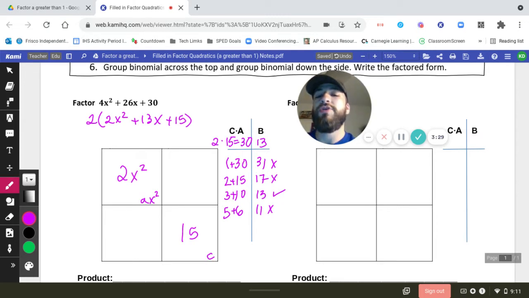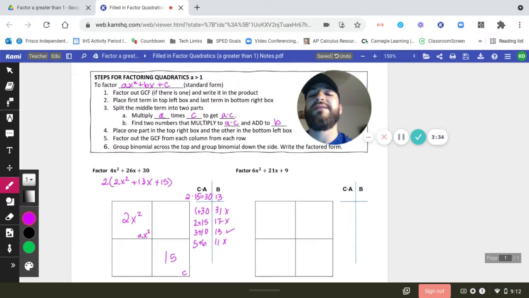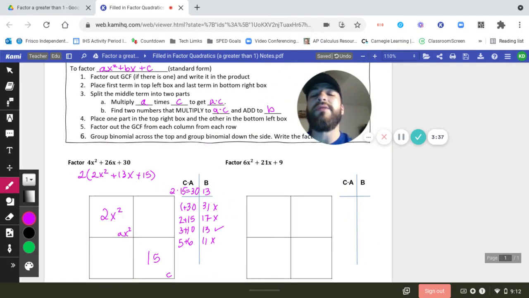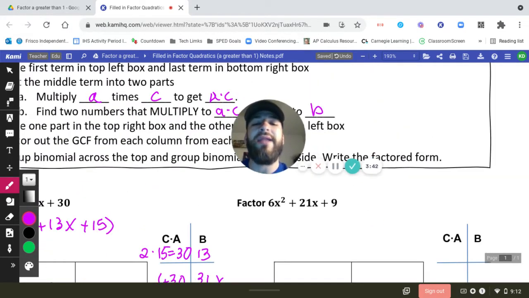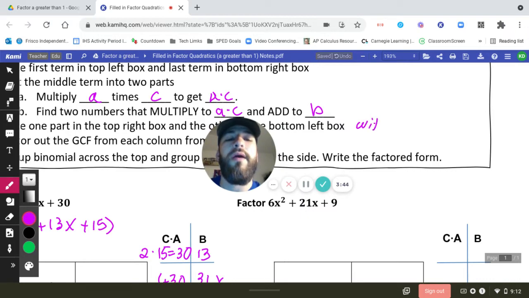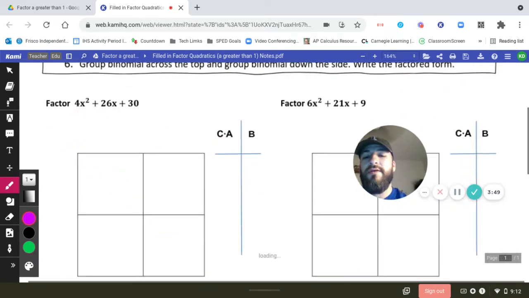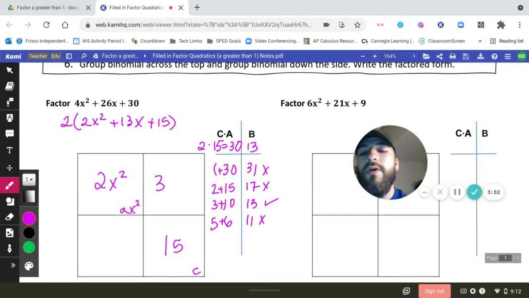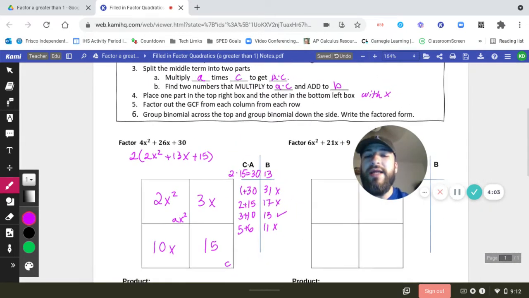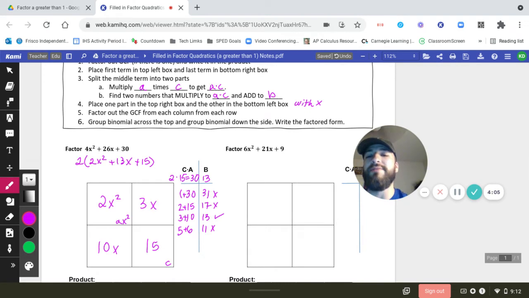So in our original one, b is 13. So I now take 3 and I take 10. And like my step says, I place one part in the top right box and the other in the bottom left box. And you want to add in the x here. I take 3 and 10, it doesn't really matter, I can do it one way, or you can switch it around. It's still fine. So I get 3x and I get 10x. Okay, and that is our split apart b.